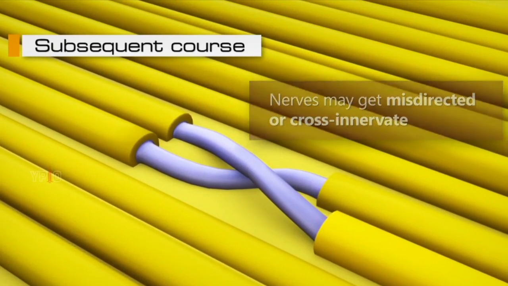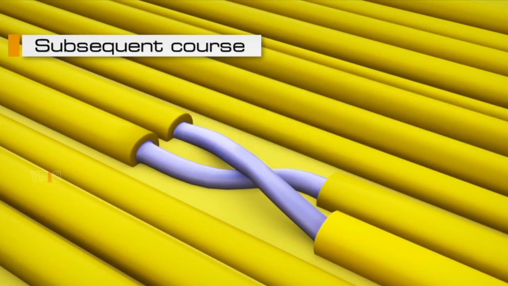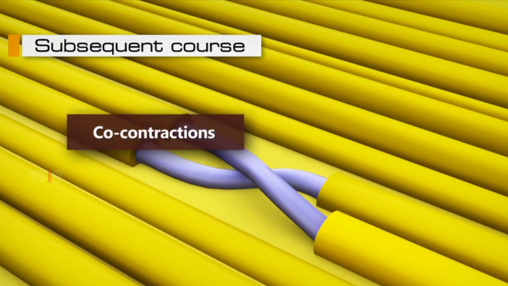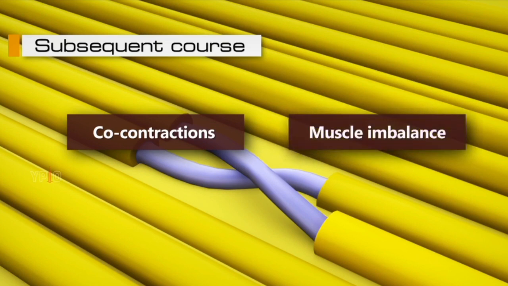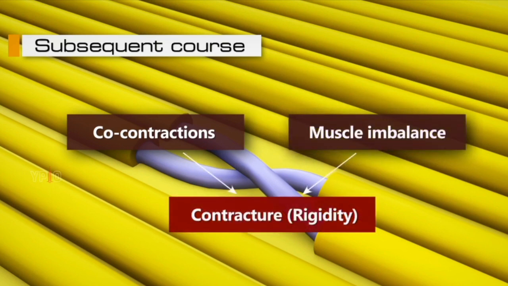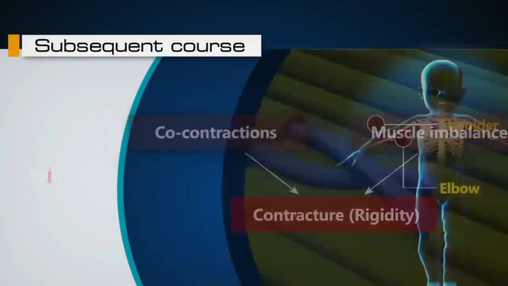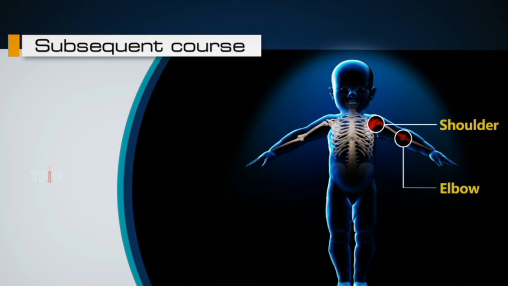This causes opposing groups of muscles to contract and is called co-contractions. Uncoordinated muscle recovery may cause muscle imbalance. Co-contractions and muscle imbalance together can lead to contracture, rigidity of muscles and joints, ultimately causing shoulder and elbow deformities.